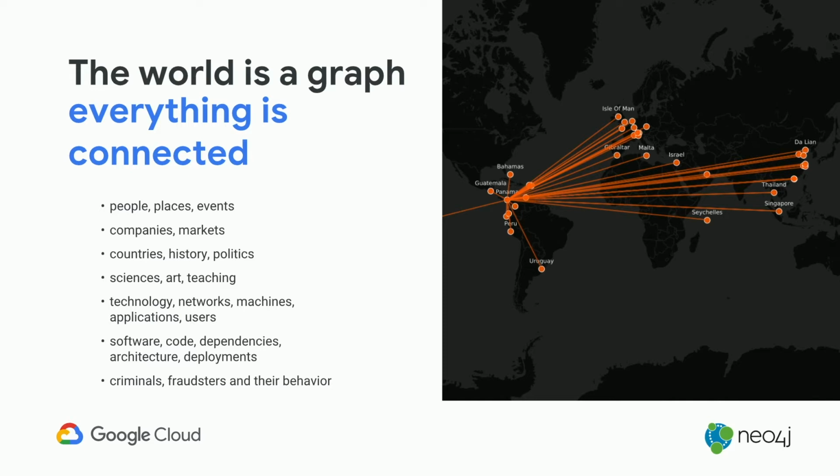If you consider people, places, and events, they have complex webs of relationships that connect them together in meaningful ways. Whether that's companies and markets, countries, histories, and their politics, or sciences, the art, and teaching. Just about every domain that you look at is this densely connected domain where you have real things in the world connected by relationships. Some of our financial clients take this and look at financial transaction networks in terms of graphs and find criminals and fraudsters as well as behavioral patterning in their data. This also goes all the way to software code and its dependencies.